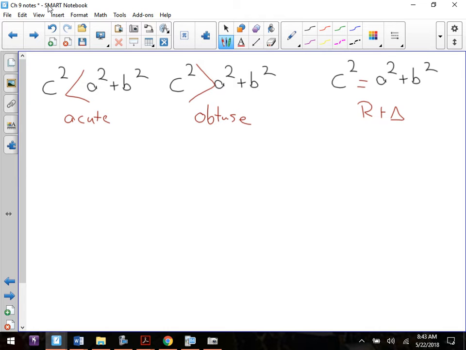So for the first one, you get 20 squared, 20 squared, then you have 18 squared plus 18 squared, and you wind up with 400 is less than 648, which means it's a cube.